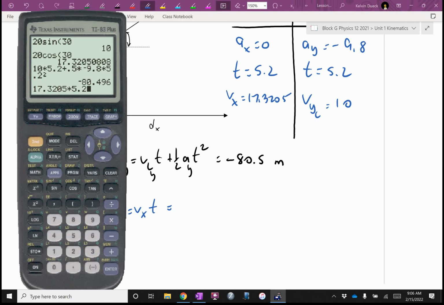It's going to be 17.3205 times 5.2. Like I told you, if they give you time, have we had to solve a quadratic at all? Have we done any serious trick? We did the components and that was it. If they give you time, the question falls apart. 90.1.